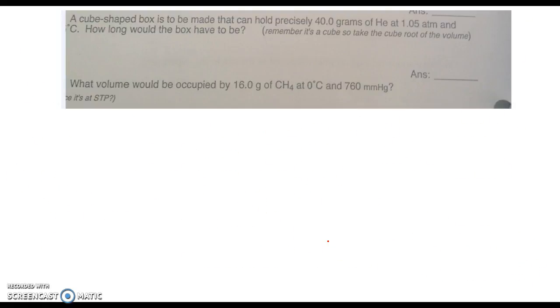All right. Now it says a cube-shaped box is to be made that can hold precisely 40 grams of helium. Remember, cube, so length, width, and height are all the same, aren't they, for a cube? So they're saying take the cube root of that volume. So let's look. We're going to solve for volume. PV equals nRT.